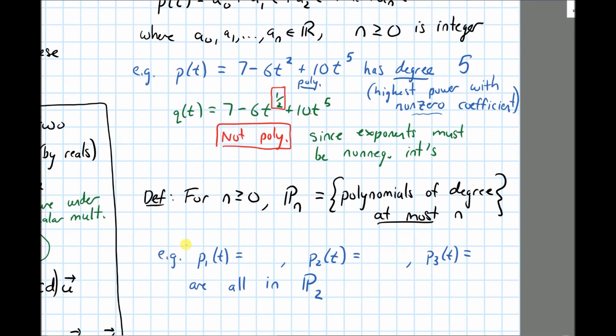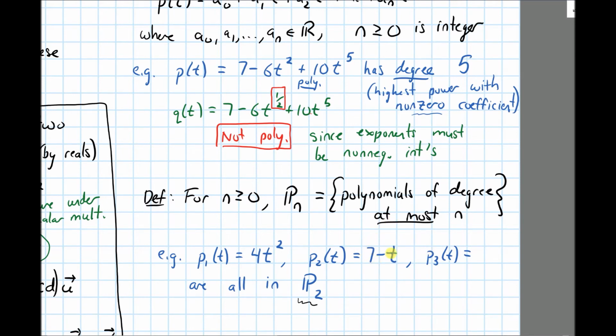So for example, let me write out a few examples of polynomials that are in P2. P2 would be polynomials of degree at most 2. So one example is I could just have something like 4t squared. That's a polynomial. It has degree at most 2. So this is in P2. But I could have something like 7 minus t. That's a polynomial. It has degree 1, but that definitely falls into the category of at most 2. So this is in P2.